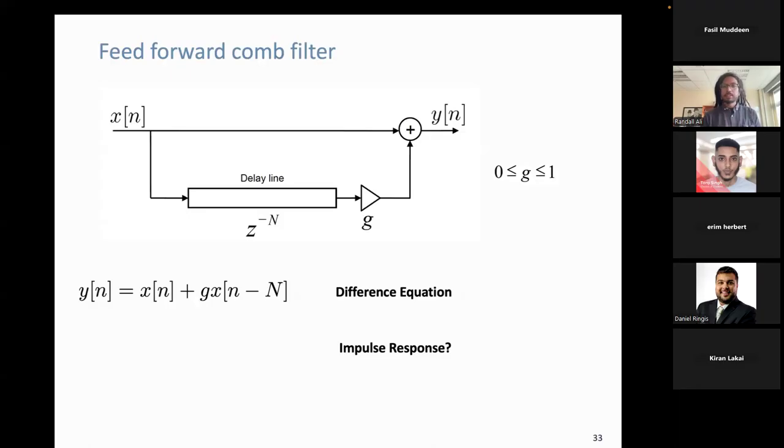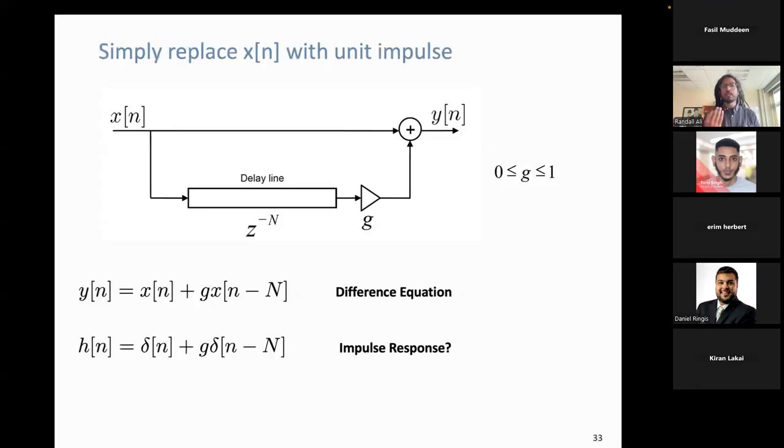So the impulse response is simple. We just replace x[n] by delta[n]. You can do this by hand. Remember, delta[n] is simply 1 for n equal to 0 and 0 for all other time. It's simply going to end up being delta[n], the main impulse, and then that same impulse delayed by N samples multiplied by some gain g. All I've done here is replace x[n] with delta[n]. That's how you come to this equation, and that's the impulse response.